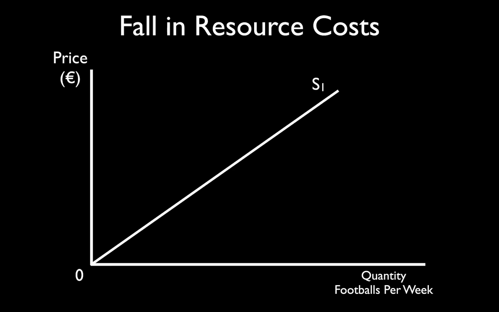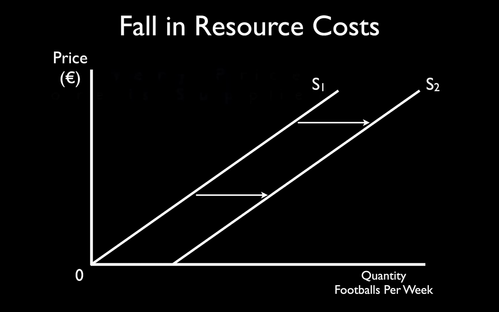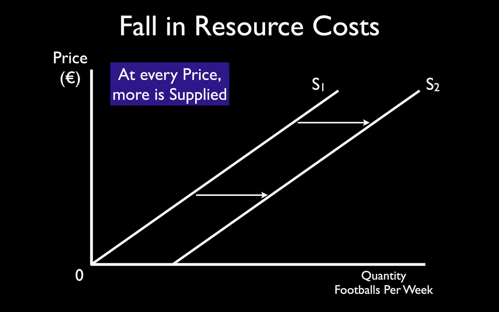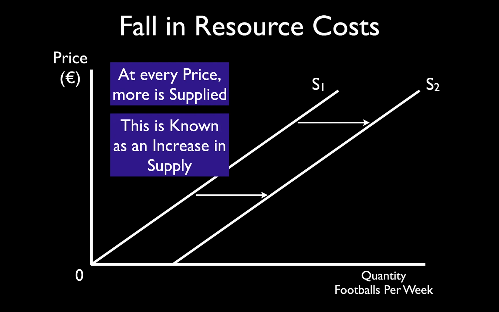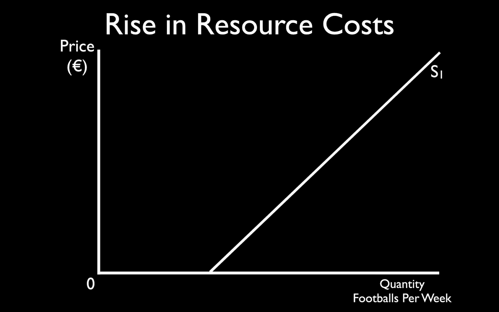All right, so what we're saying here is this is a fall in resource costs. This is a fall in the cost of factors of production. And when there is a fall in the cost of factors of production, there is an outward shift in the supply curve. This means that at every price more is supplied, and this is known as an increase in supply. Nothing we have not seen, guys, okay?